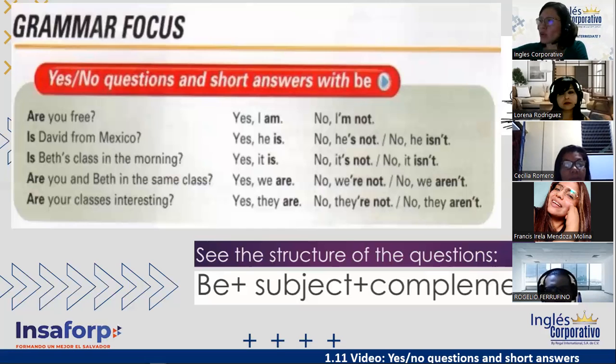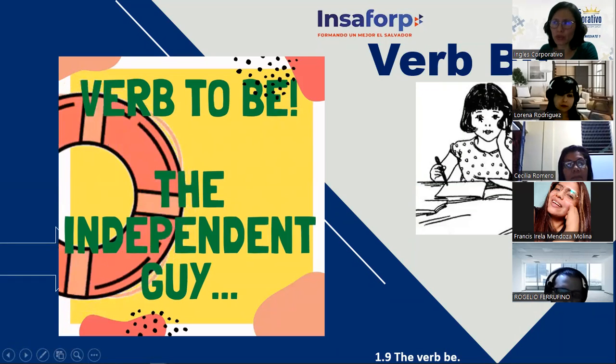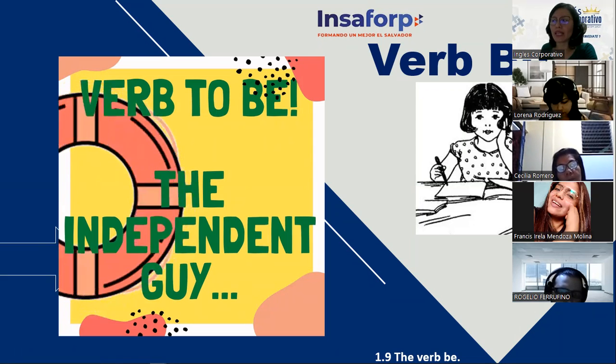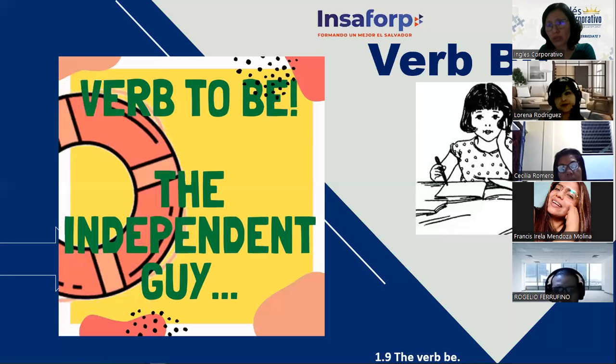Okay, and then in the video you were able to see that particular structure. But I'm going to provide you more details on this. So let's see. Yesterday I was telling you that we call the verb be the independent guy. And we were saying that it is independent because it doesn't need any auxiliary. No necesita ningún auxiliar, ¿verdad? Para poder hacerse positivo o negativo o pregunta.